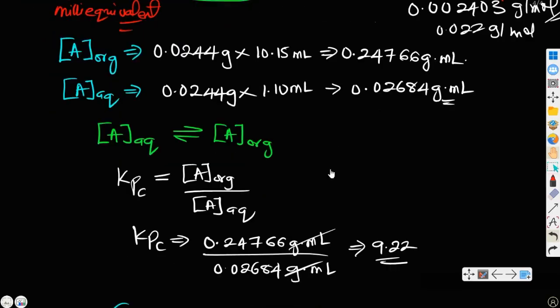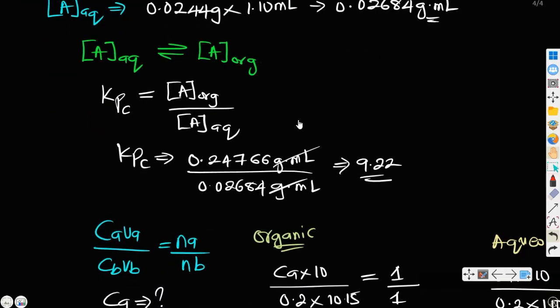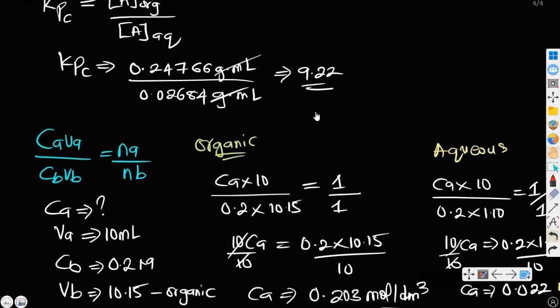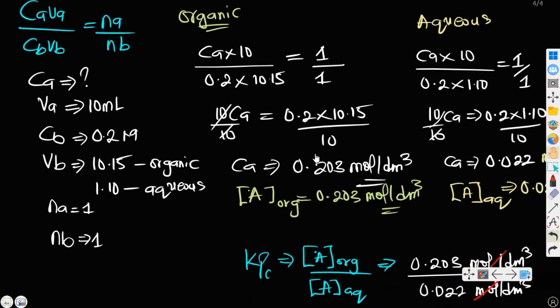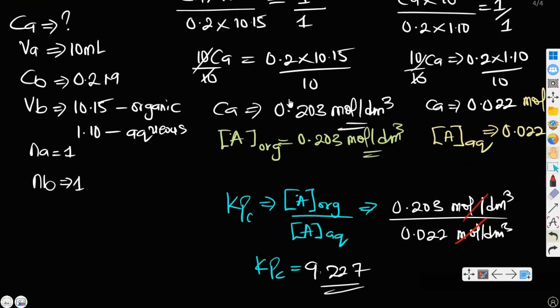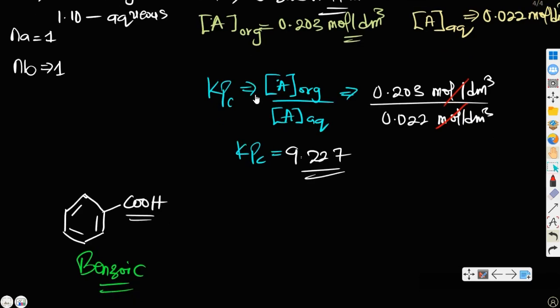But this is the right thing for us to do. Now, any partition coefficient question that will be given to you, this is the right approach for you to take. You can use C1V1 if that is the one you actually understand. You still get the same answer.